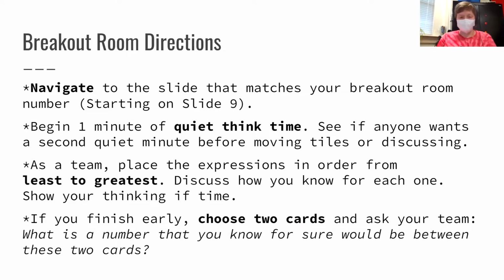Then I want you to take a minute of silent think time. I know that's going to be really hard for all of us, to not talk, but I want somebody to set their timer and give everybody in the room at least 1 minute of quiet think time. Then take a pulse and ask, does anybody want more time? If so, allow one extra minute. After 1 or 2 minutes of silent think time, your job is to take the 5 expressions that you're going to see on the screen and move them to be in order from least to greatest.